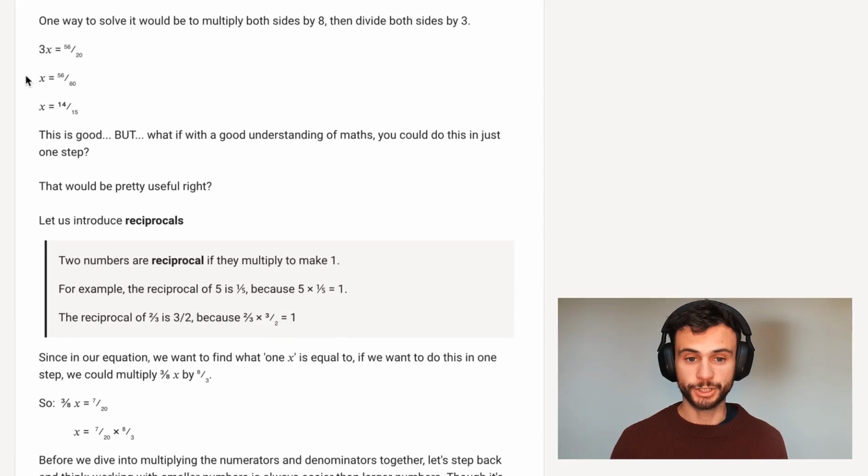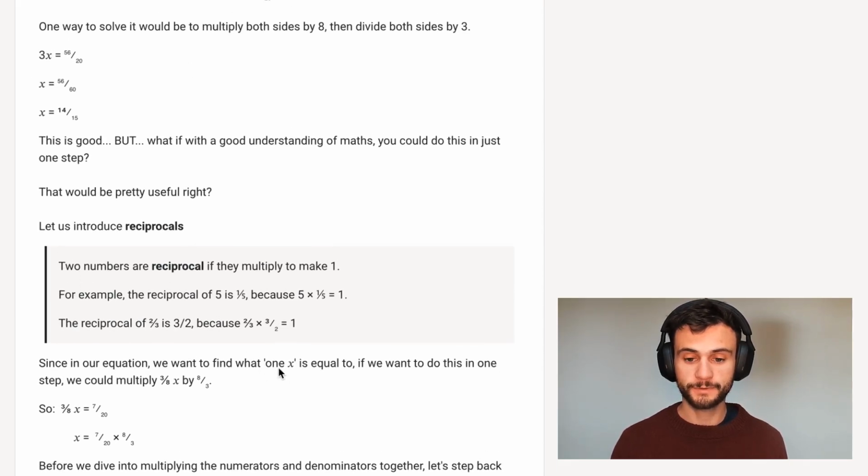Since in our equation up here we want to find what 1x is equal to, if we want to do this in one step, we could multiply 3/8 x by 8/3. Notice you're basically doing what you did here, multiplying by 8, dividing by 3. You're doing the same thing, but in one step by using the reciprocal. So we get x is equal to 7/20 times 8/3. Now we're just multiplying fractions. This has just turned into a multiplying fractions question.